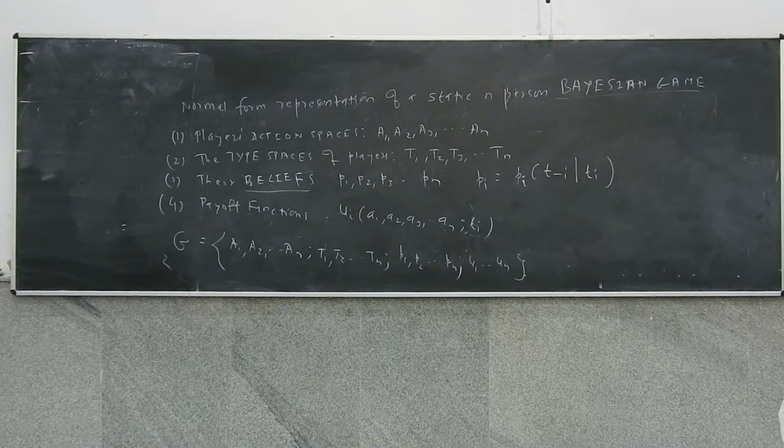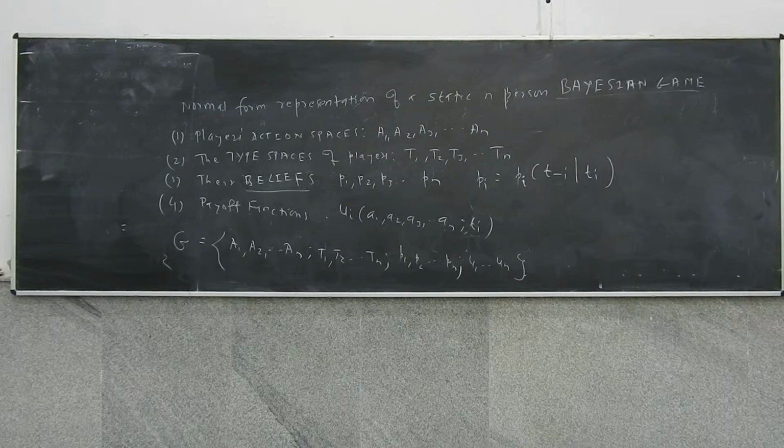You are not sure about your friend's type. So your friend could be of two types, hardworking or lazy. Your friend also believes that you are hardworking or lazy. Set this up as a Bayesian game and specify all these things. So, players' action spaces: what things can you do? Work hard or not work hard. So work hard and not work hard are your action spaces.